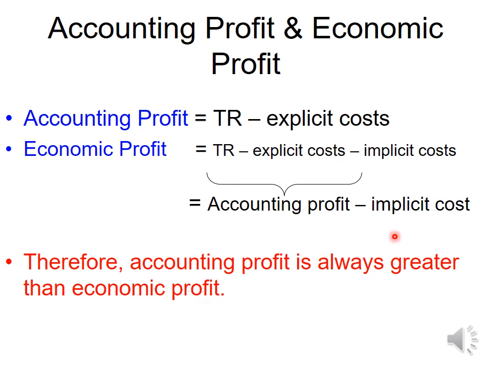Now how we use this is very simple. As long as when we make a decision, your economic profit is positive, that means that we should go ahead and make the decision. If your economic profit is negative, that means there's an economic loss, then we shouldn't make that decision. There's a very interesting question in your tutorial about this teacher that is changing jobs. We can go and calculate whether she should have changed job or not.